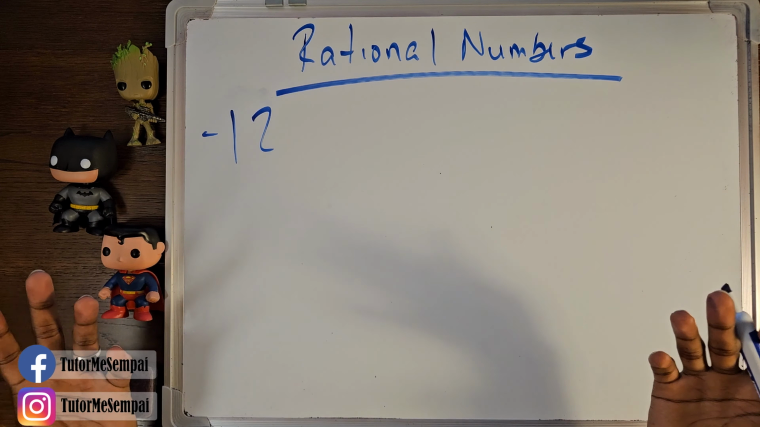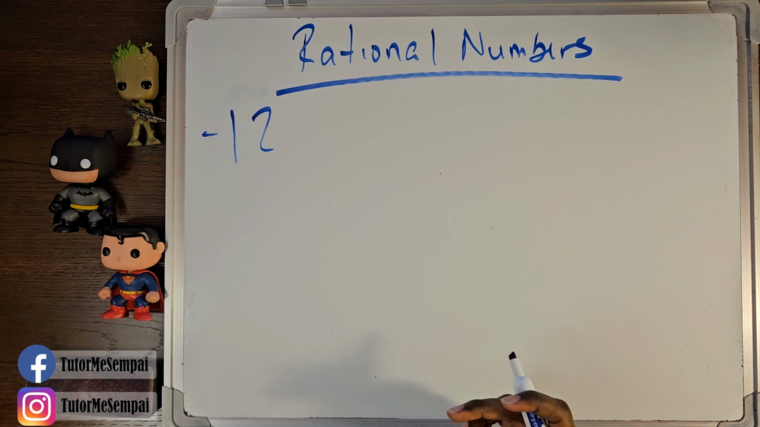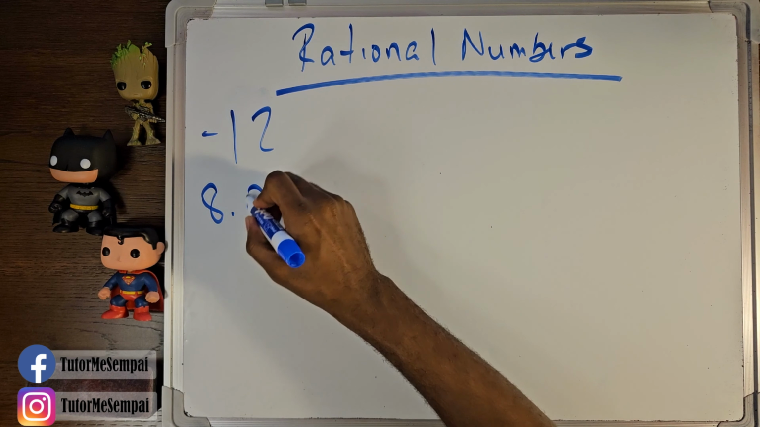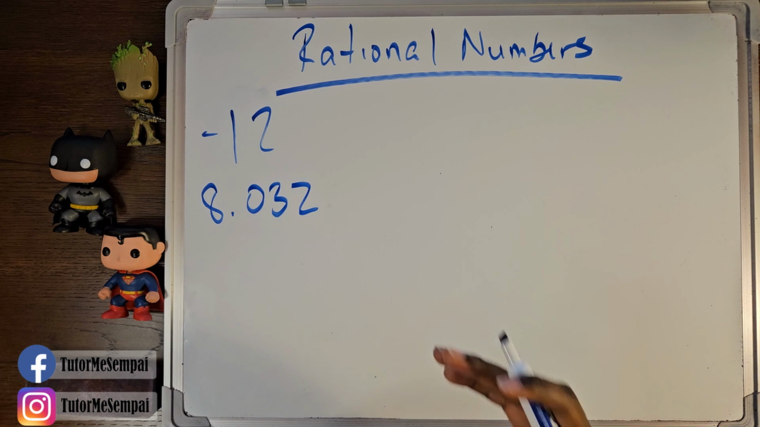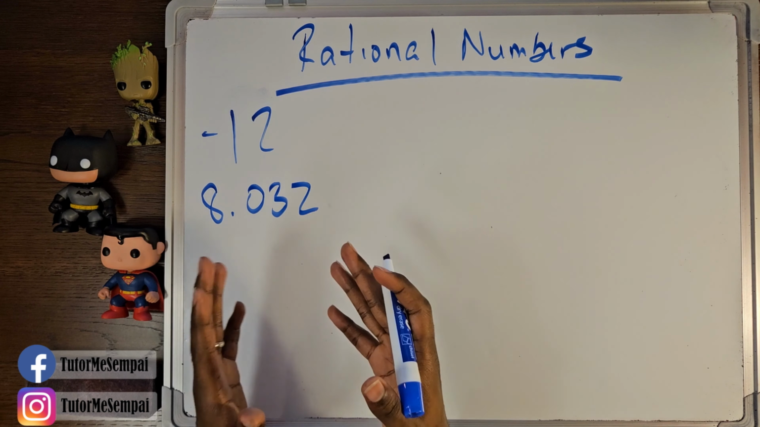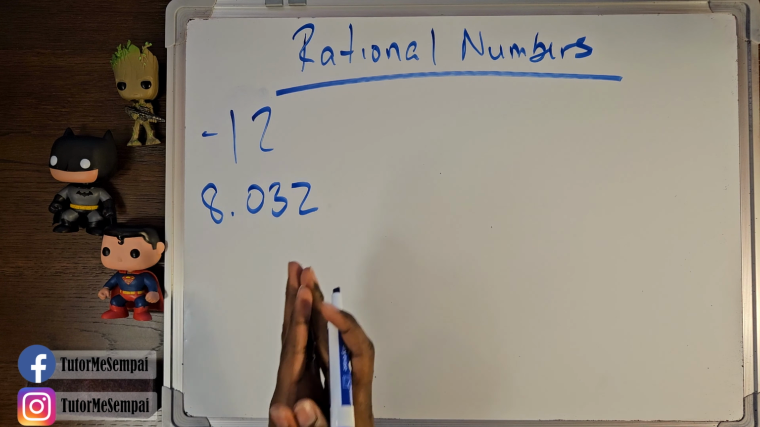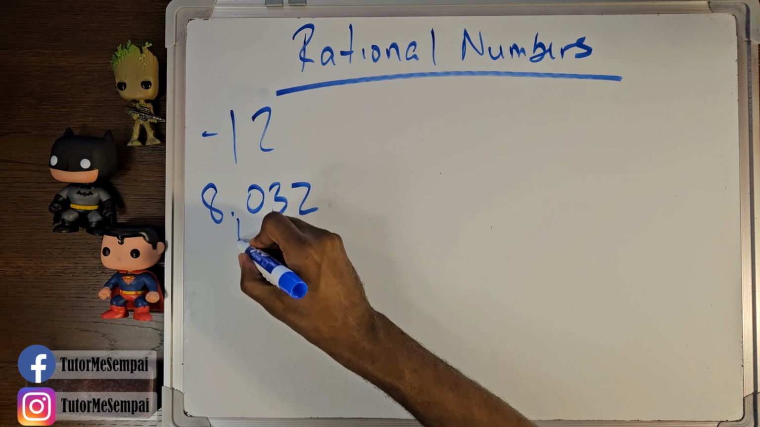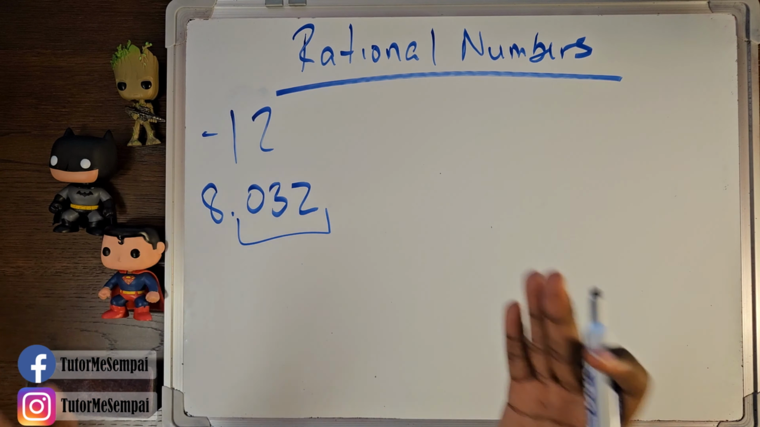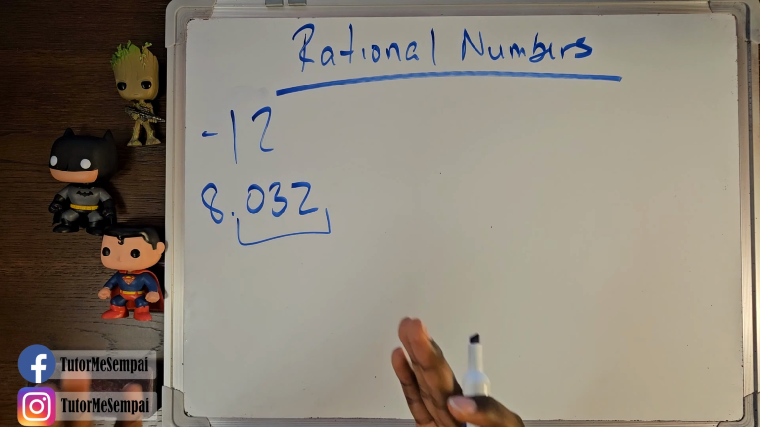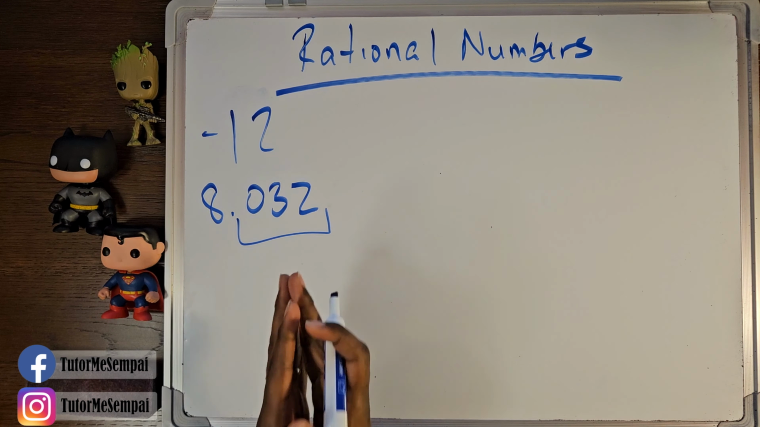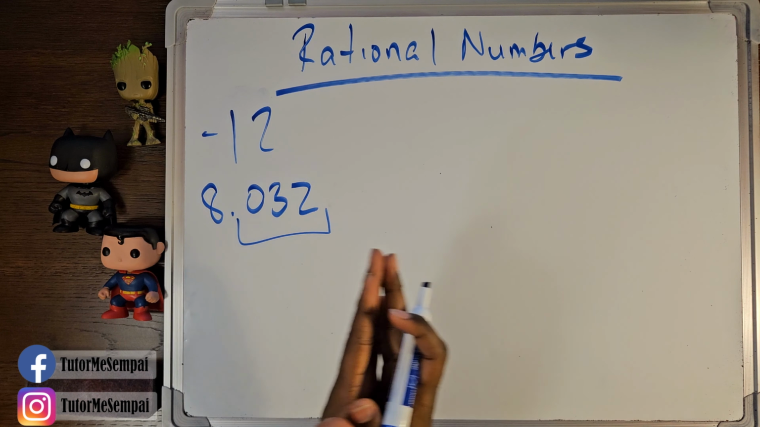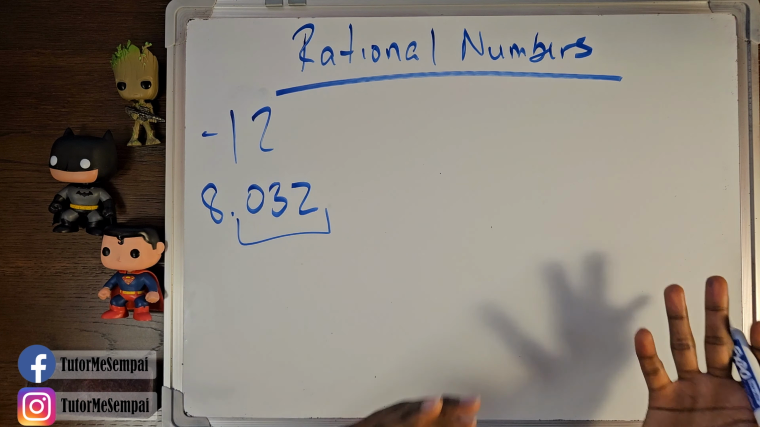We also have some decimals that are going to be considered rational numbers. Let's say we have something like 8.032. This right here is an example of a decimal that is a rational number. This is a finite decimal. Finite because it does not continue. It's only 3 decimal places. This is going to be a rational number because you can always write your finite decimals as a fraction. Therefore, they're going to be rational numbers.